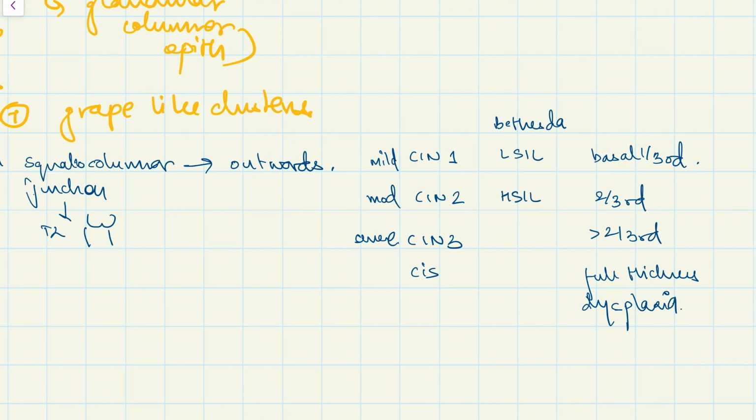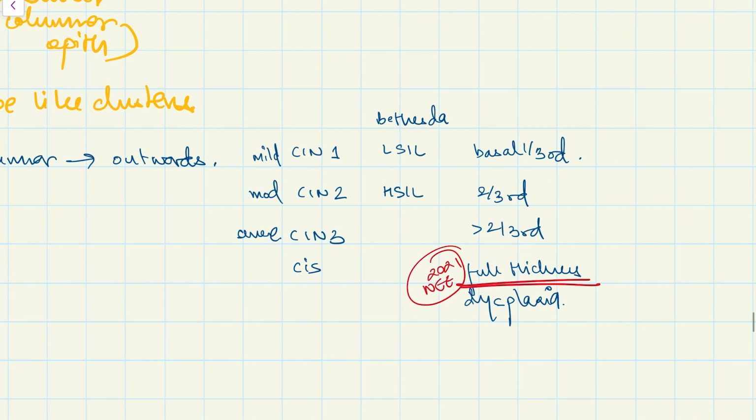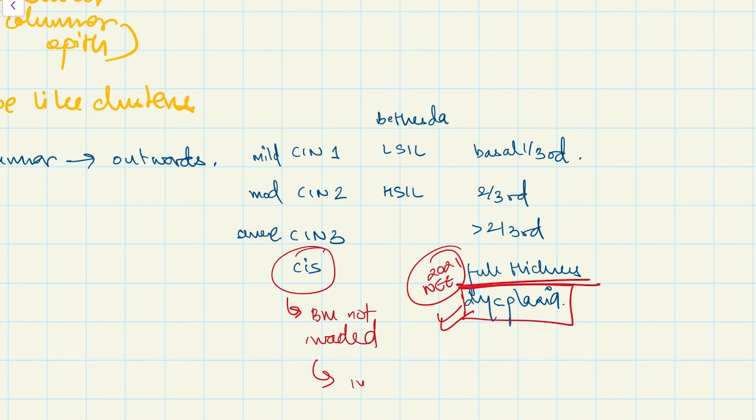And this was asked in last year's NEET exam, that full thickness is involved. So what will the pathology be called? It is nothing but dysplasia, right? Also very important to note that in carcinoma in situ the basement membrane is not invaded. If the basement membrane is invaded, then it becomes an invasive carcinoma, right?